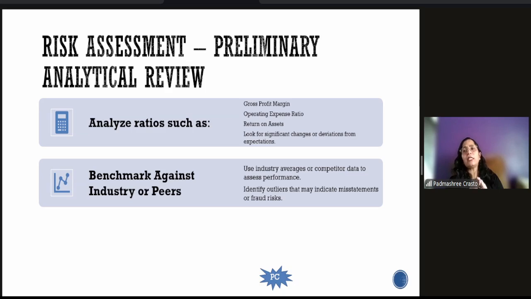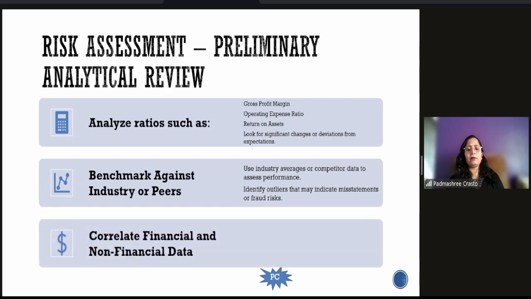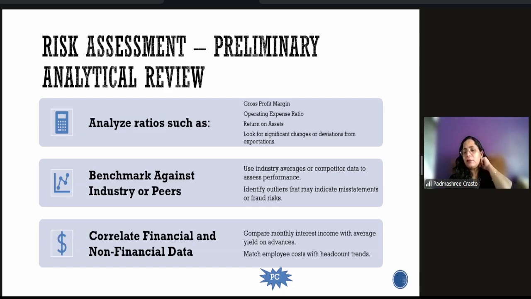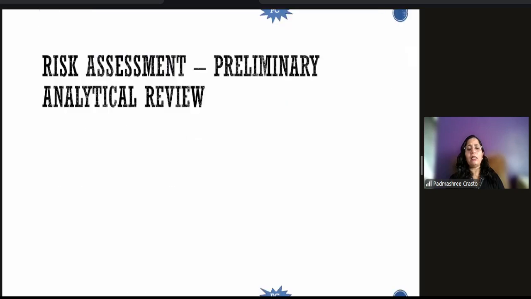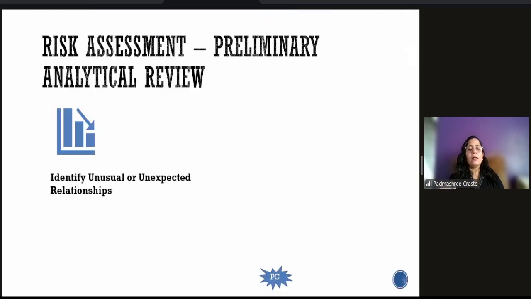But the general practice, par and far, which we call preliminary analytical as well as final analytical, is generally at the balance sheet P&L level or max to max schedule level. It doesn't get into grouping level. Then correlate the financial and non-financial data as we spoke about. Compare monthly interest income with average yield on advances, for example, and match employee costs with headcount trends, and all this that we do, and then we do a preliminary analytical review over here, right?